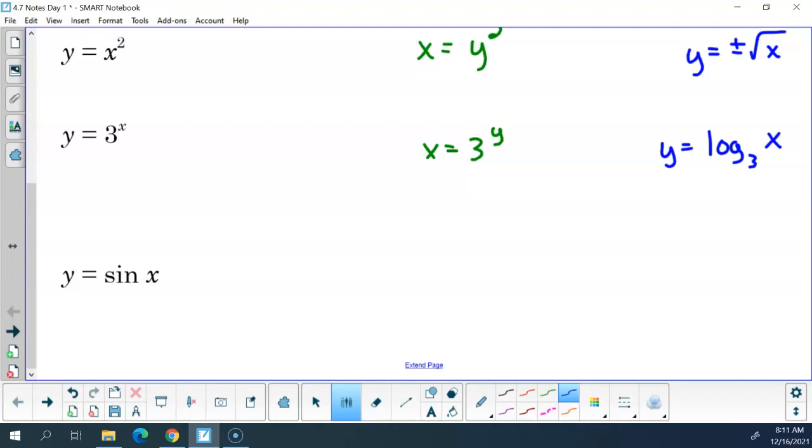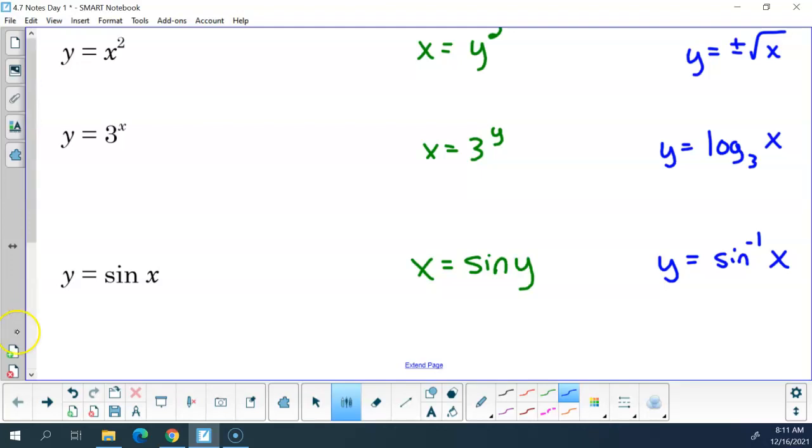Now we got y equals sine of x. X equals sine of y. I'm just going to give you this one because it's what we're going to talk about today. Y here is equal to the inverse sine of x. Love it. So let's talk about the inverse sine function.